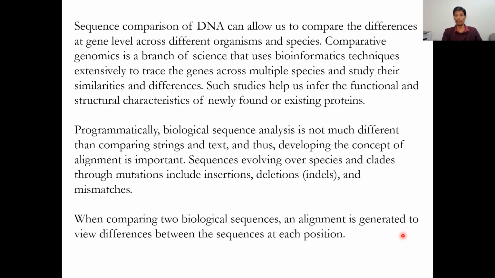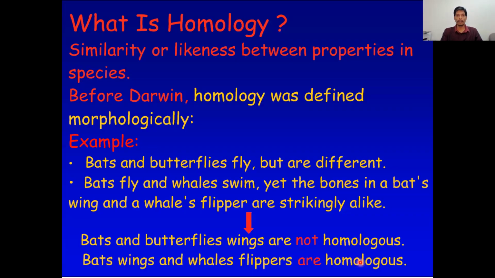And just to give you an example which is easily understandable in this particular situation, come to the first term, homology. At the beginning, homology meant morphological similarity, when we didn't have much information about genes and genomes, before Darwin's era. They used to say morphologically, okay, these two are having homology. For example, bats and butterflies both fly.